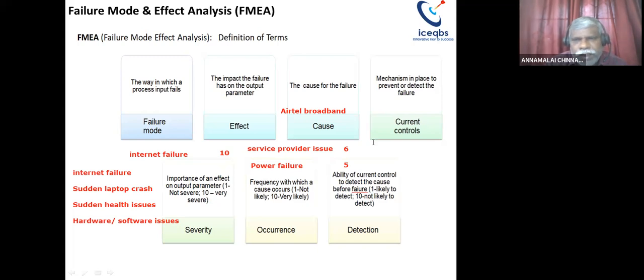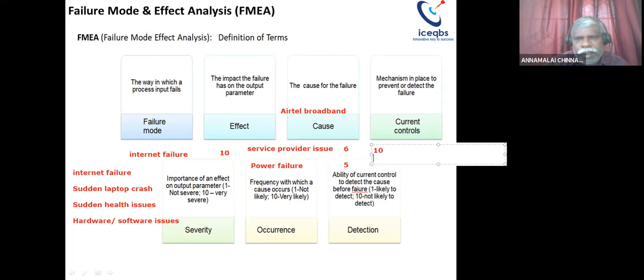Currently I'm sitting in front of my modem. I'm finding that all the 7 green lights are glowing. I know that internet is okay, but suddenly only one green light is stable and one is blinking, others are switched off. Then only I know that the internet failure is there. So that means I don't have any mechanism for preventing or knowing it very early. So I give a detection rating of 10 because I don't have any preventive mechanism or any way of detecting it very early.